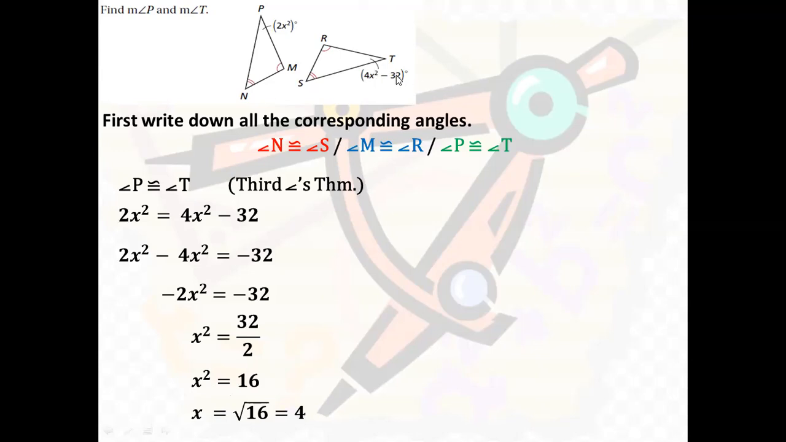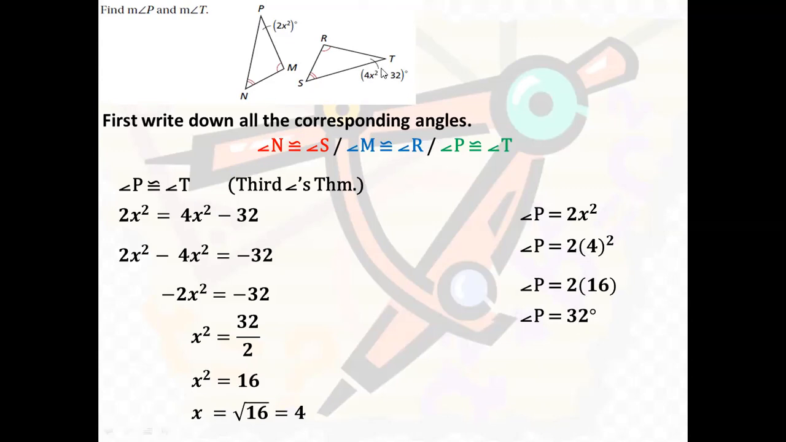So what you can do is just substitute that in place of x in each of the angles. Angle P is 2x squared. So that's going to be 32. So 2 times 4 fours are 16, that gives you 32. Angle P is equal to 32.